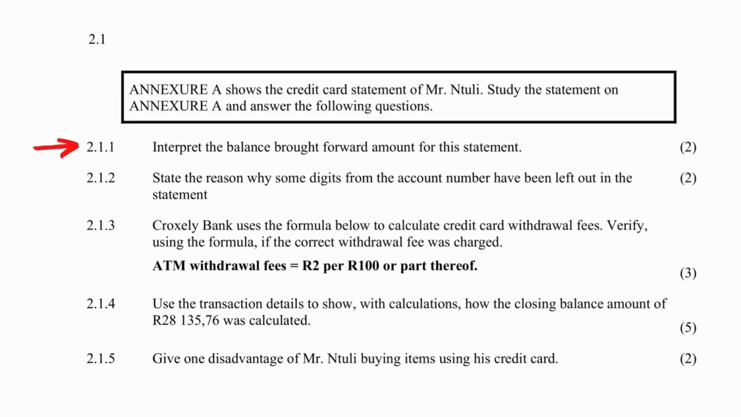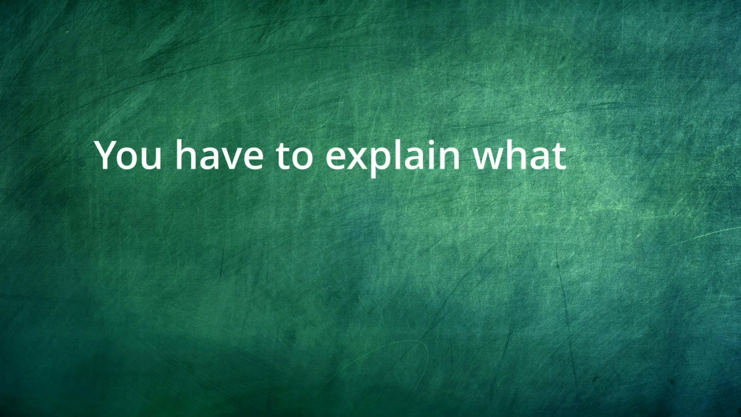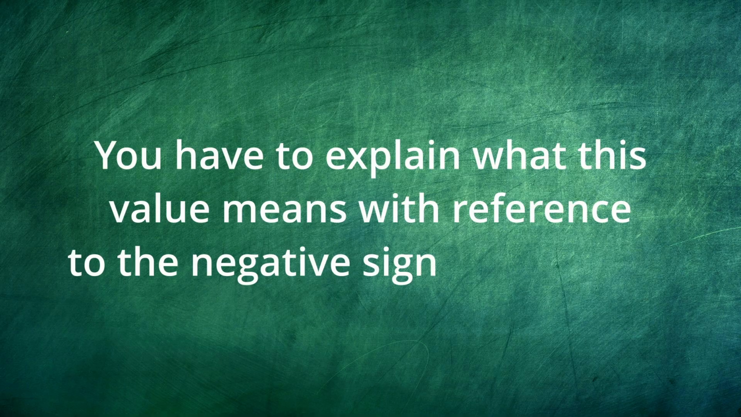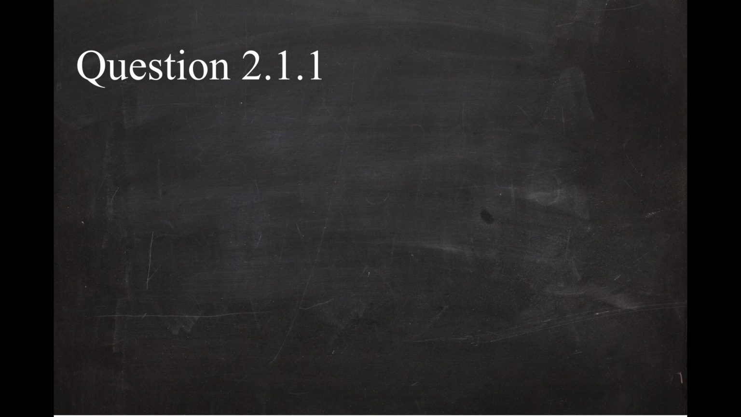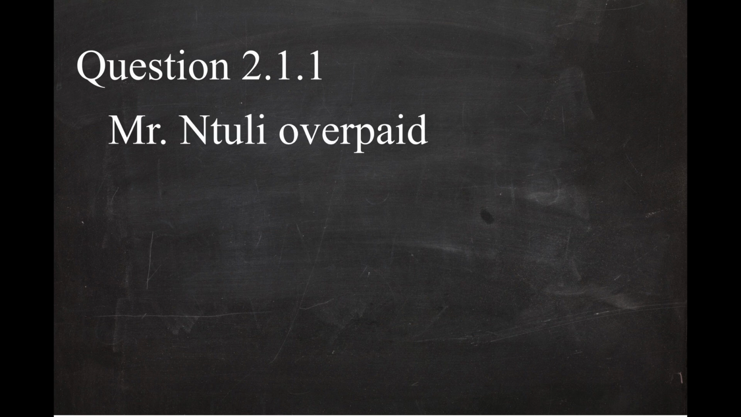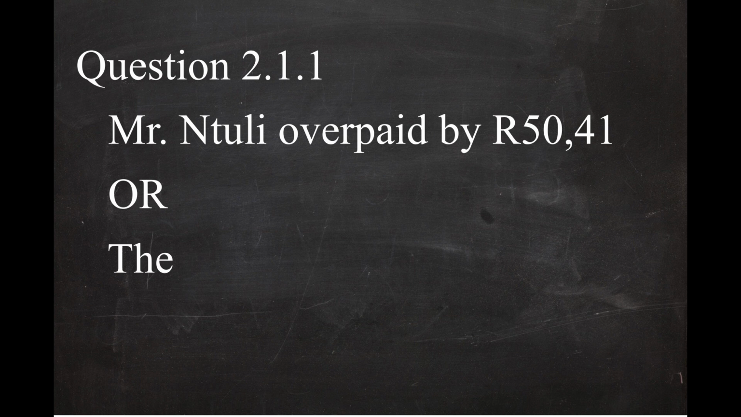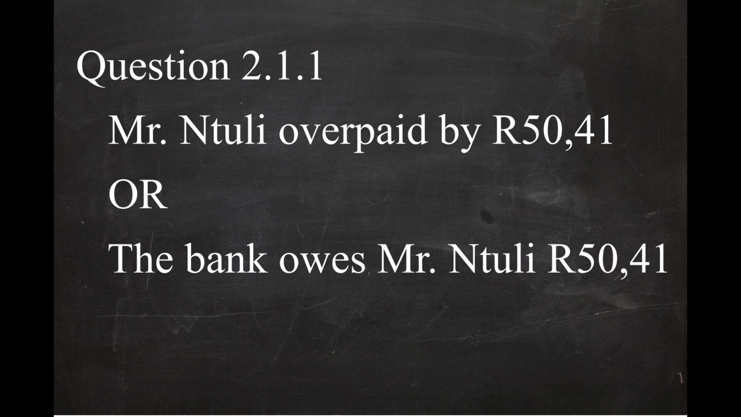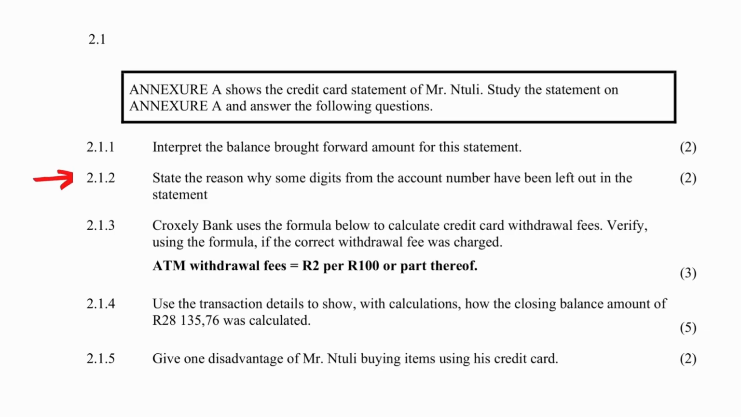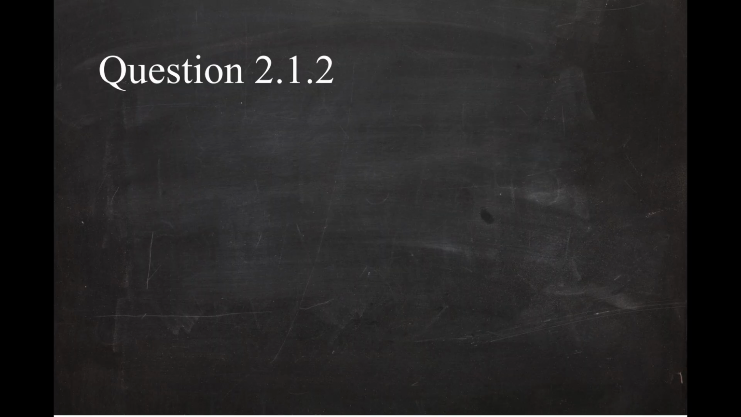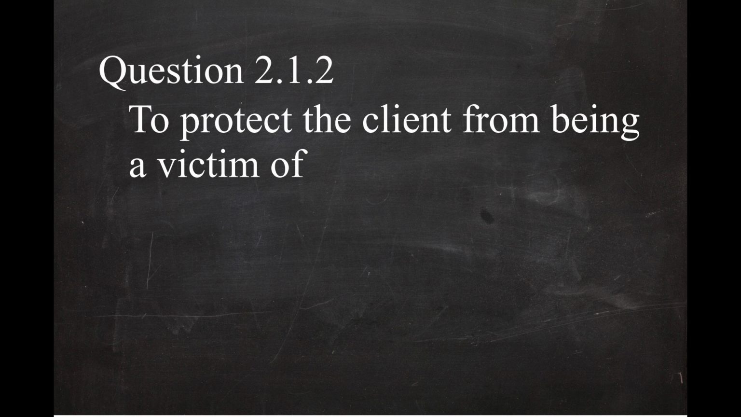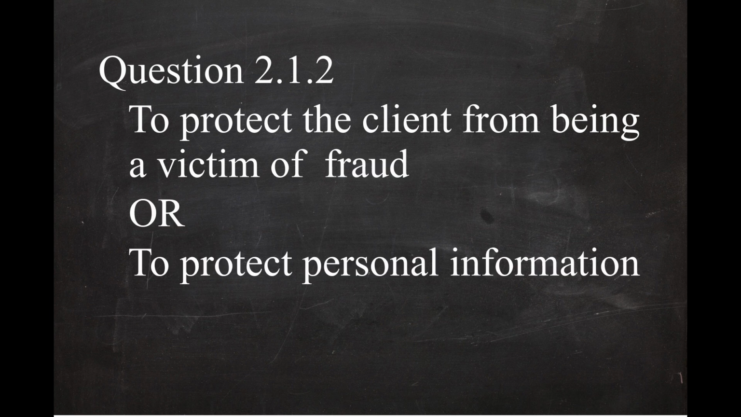Now let's take a look at the 5 finance questions. Question 2.1.1 asks you to interpret the balance brought forward for this statement. Here you have to explain what this value means with reference to the negative sign in front of it. The negative 50 Rand 41 cents means that Mr. Ntuli overpaid by 50 Rand 41 cents, or the bank owes Mr. Ntuli 50 Rand 41 cents. In question 2.1.2, you are required to state a reason why the digits from the account number have been left out of the statement. A possible reason for leaving out some of the digits could be to protect the client from being a victim of fraud or to protect personal information.